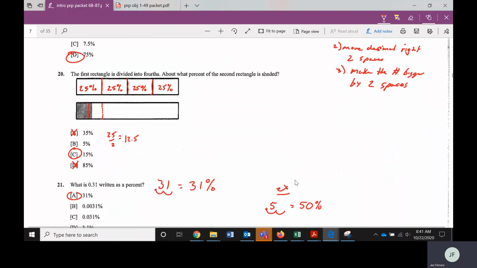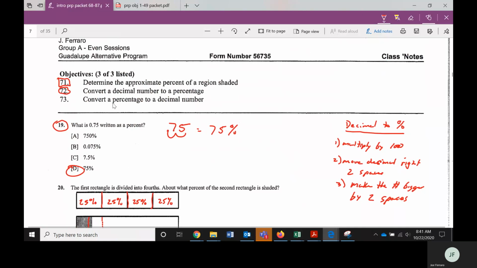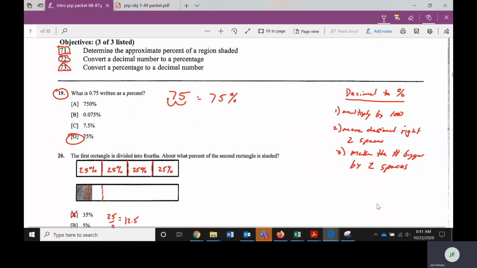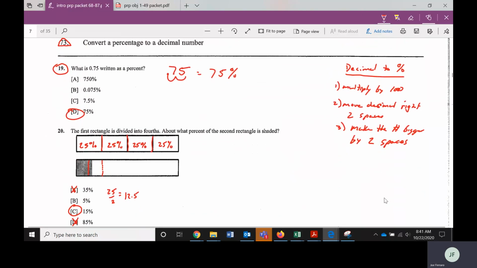And then the last type of problem we're going to see, convert a percentage to a decimal. So a percent to a decimal is just the opposite of what we have up here. Again, if this is going too fast, pause it. If my handwriting's hard to read, pause, listen, and then write it down.